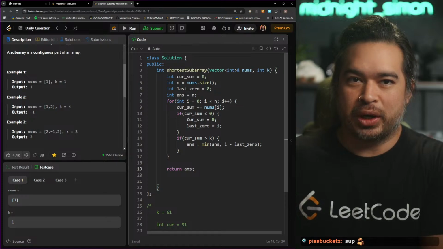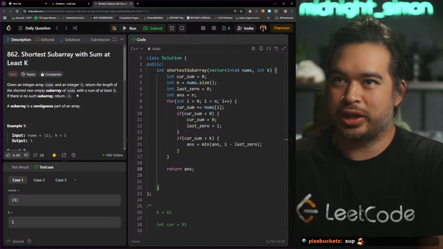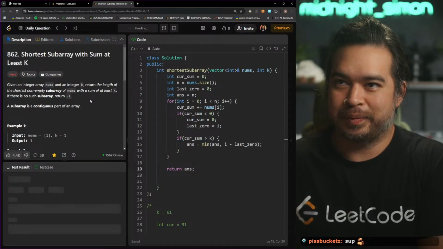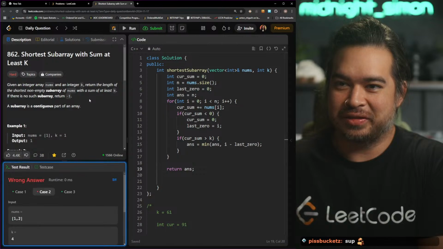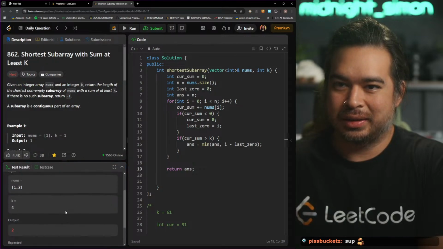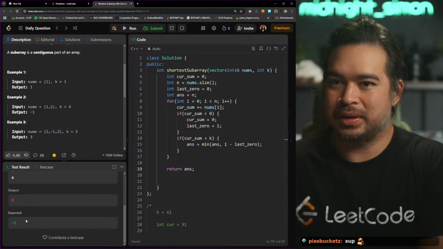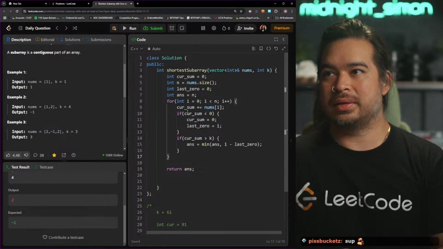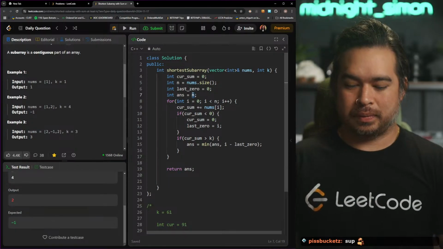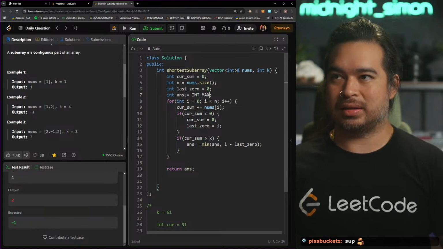Let's see, piss buckets, what's happening? I'm trying to do the daily, but feels like it's tough. k is 4, and I'm saying, maybe I should say int max.